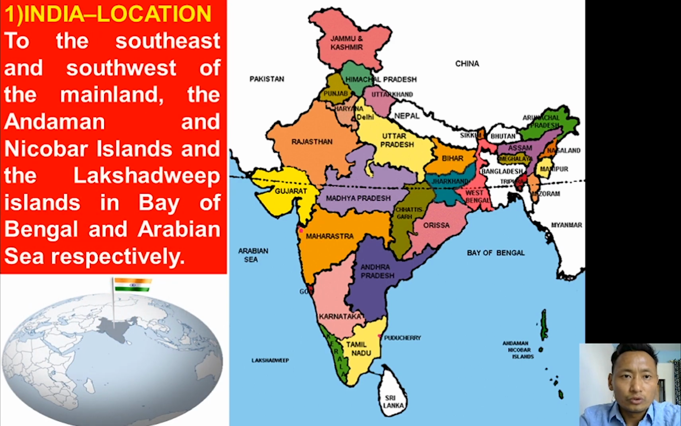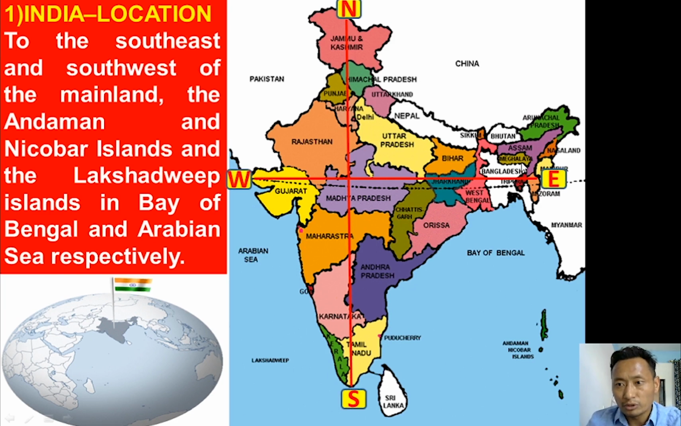India location to the southeast and southwest of the mainland. So this is the mainland of India. We know that. We already learned that mainland. These two lines show the direction north, east, south, west. To the southeast and southwest of this mainland, we have two island groups.